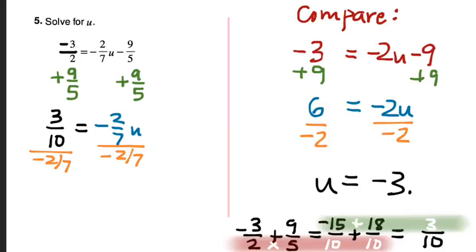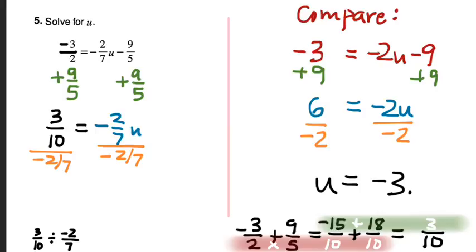Same thing as we did on the right-hand side. Just divide by whatever u is being multiplied by, right? So we'll divide by negative 2 sevenths. I'm going to rewrite that arithmetic over here: 3/10 divided by negative 2 sevenths. And again, because it's a negative fraction, let me just shift that negative sign into the numerator.